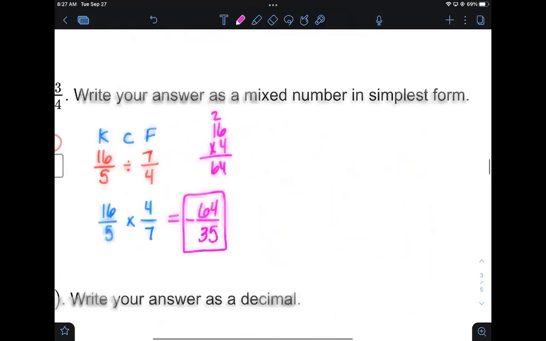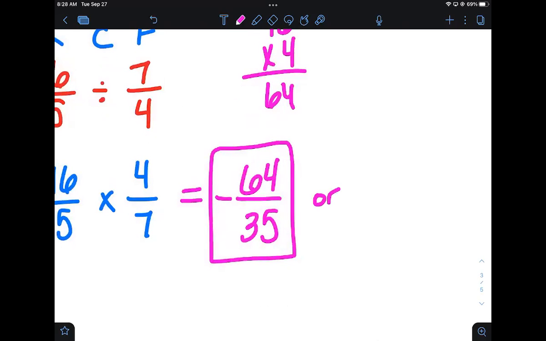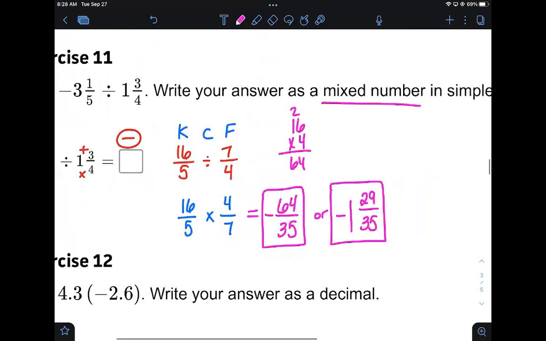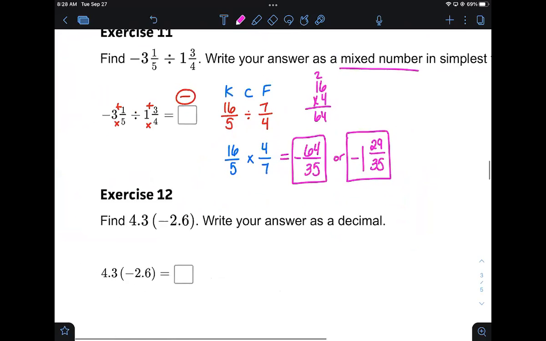I'm looking here in the instructions. The instructions say you have to write it as a mixed number. That's the nice thing about doing your chapter 2 review on formative. I make the instructions. I make the answer key. So you don't have to change it to a mixed number, especially on your test. You can leave it as an improper fraction. But if you did, 35 goes into 64 once with 29 leftovers. It would also be negative. So if you wanted to write it as a mixed number, it would look like that. But I'm going to stop at -64/35. I'll accept both answers on your test Friday.